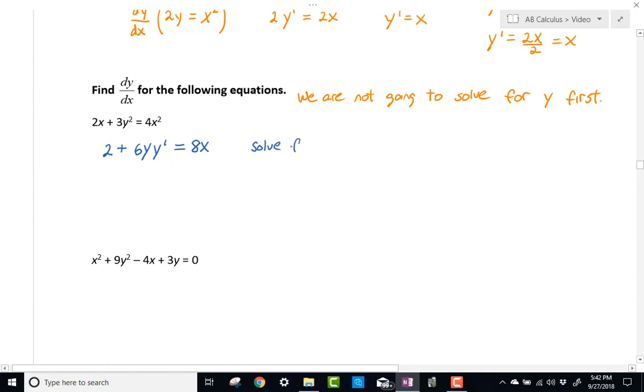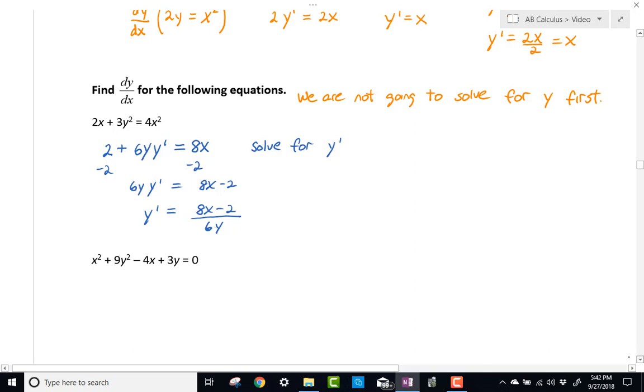All right, solve for y prime. So I want to subtract 2 on both sides. I'll do that first, minus 2. I get 6y, y prime, equals 8x minus 2. And then I can divide out both sides. I can divide the 6y out on both sides, and I get y prime equals 8x minus 2 all over 6y. All right? So that's the derivative of 2x plus 3y squared equals 4x squared.